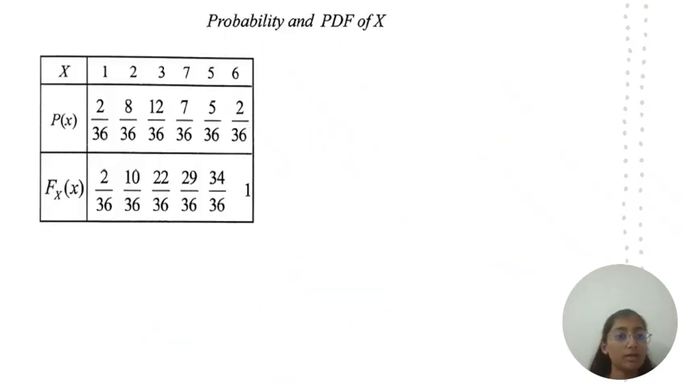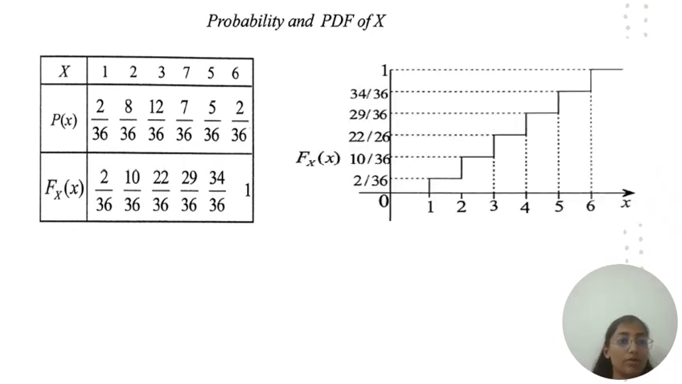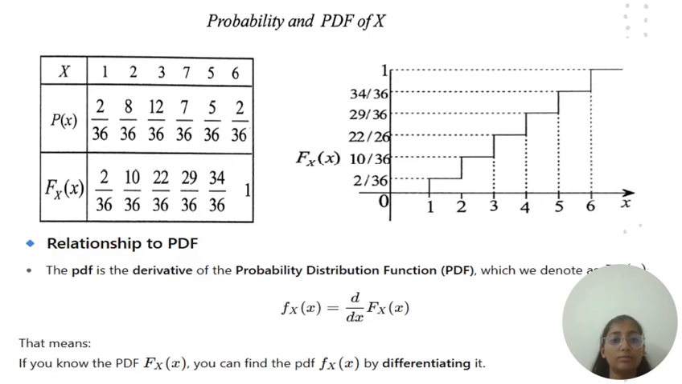After calculating the F_X(x) values, we are going to have a table like this with capital X, p(x) and F_X(x). To draw the function, on the x-axis we have our capital X values and on the y-axis we have our F_X(x) values. By plotting them, we are going to get a graph like this.